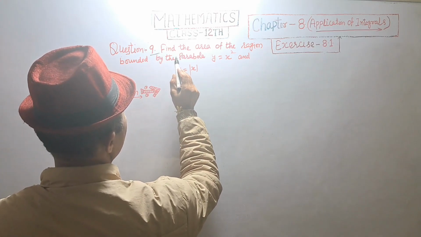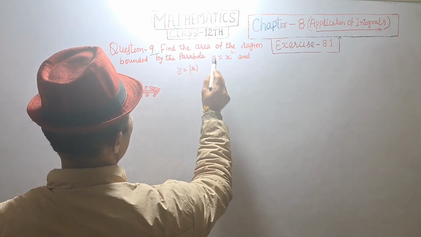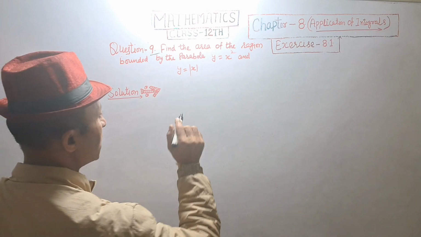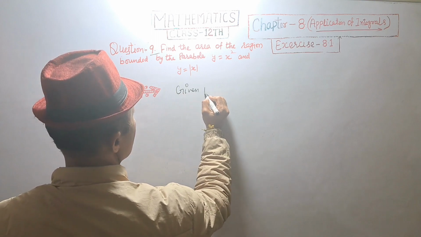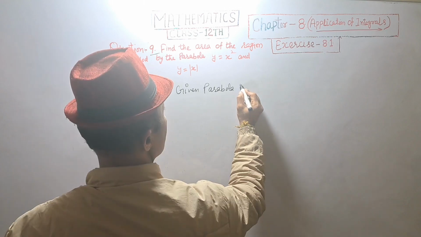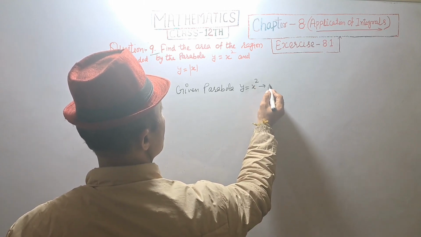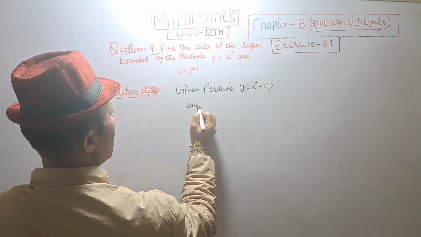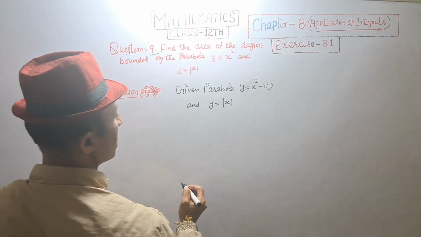Question number 9. Find the area of the region bounded by the parabola y is equal to x square and y is equal to mod x. Given parabola y is equal to x raised to power 2 and y is equal to mod x.